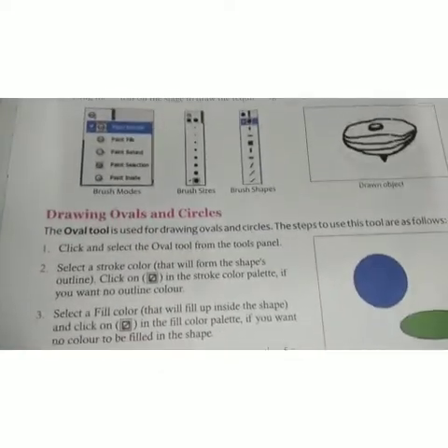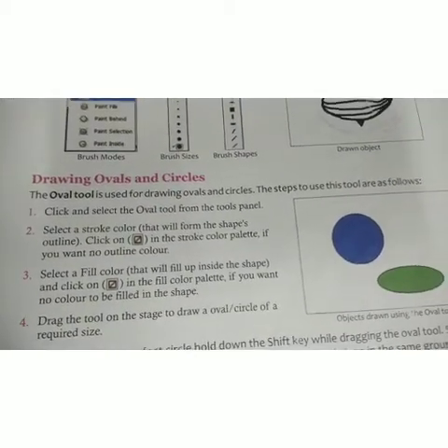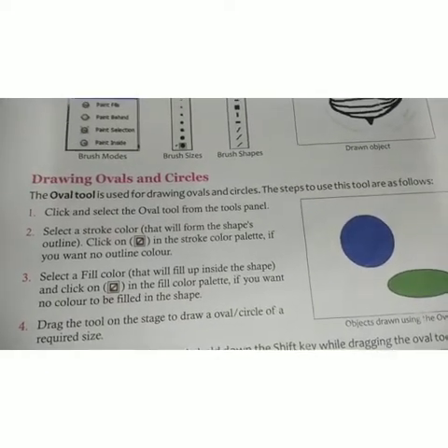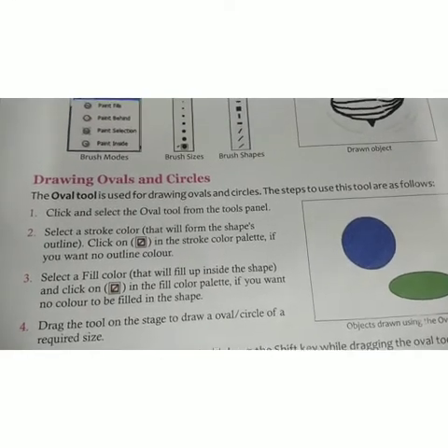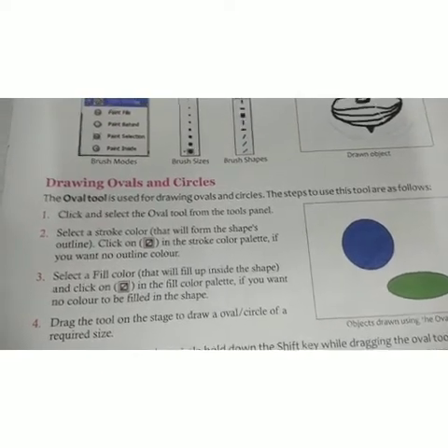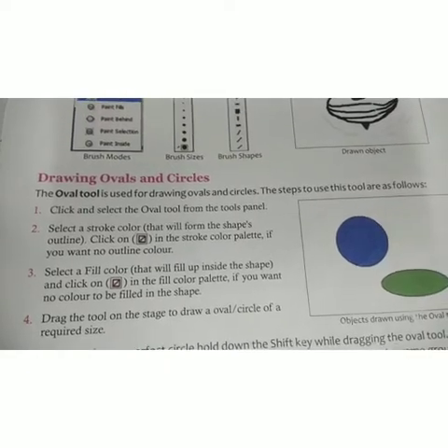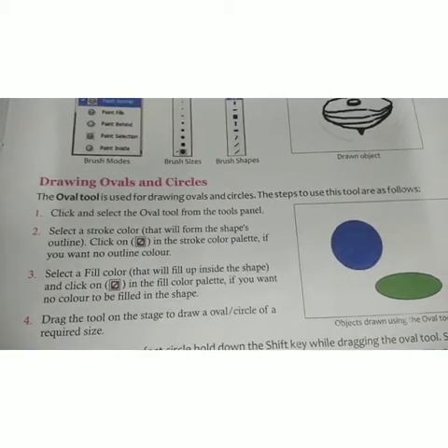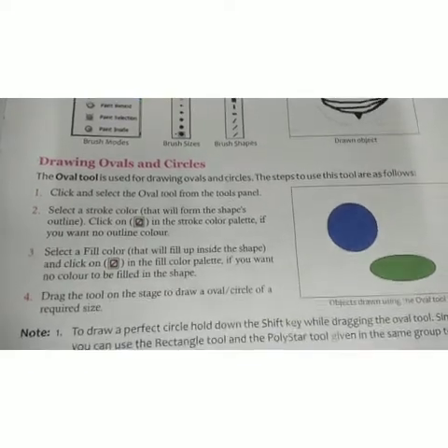Okay, now next is drawing ovals and circles. The oval tool is used for drawing ovals and circles. The steps are as follows. First, click and select the oval tool from the tools panel. After, select a stroke color that will form the shape's outline. Click on the stroke color palette if you want no outline color. And select a fill color that will fill the inside of the shape, and click on the fill color palette if you want no color to be filled in the shape. Last, drag the tool on the stage to draw an oval or circle of the required size.